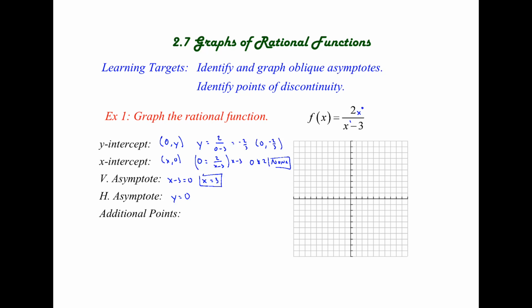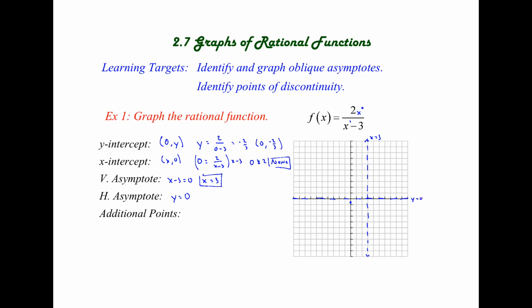We know the y-intercept is at 0, negative 2/3. So we'll just do the best we can in terms of plotting that. We don't have an x-intercept, so we can't plot that. The vertical asymptote is at x equals 3, so we're going to graph a dotted line at x equals 3, indicating that is where the vertical asymptote is. The horizontal asymptote is at y equals 0, so that will be on the x-axis. So that's the horizontal asymptote. And that's really all we have. So we need to find some additional points.